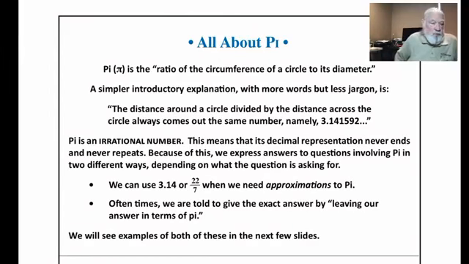Well, we need one more little bit of vocabulary here before we can go on and deal with the area of a circle. And that is, what is pi? Well, we all know March 14th, 3/14, has been Pi Day for many, many years. And pi, in very formal math language, is the ratio of the circumference of a circle to its diameter. A simpler explanation, with a bit more words but a lot less jargon, is that pi is the distance around a circle divided by the distance across the circle.